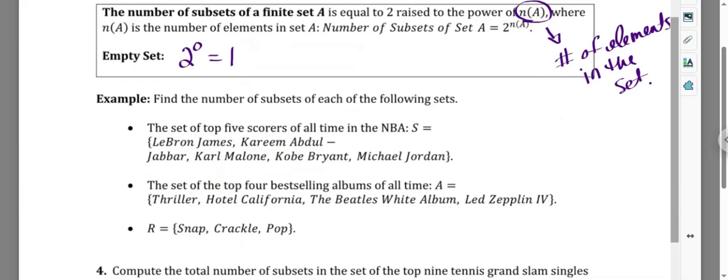So the number of subsets. So we've got 5 leading scorers in the NBA. It's probably pretty close to accurate still. There would be 2 to the 5th power because that set has 5 elements in it, meaning there are 32 subsets that you could create. 32 different ways to combine all of those people, starting with the original set and taking an element away each time.